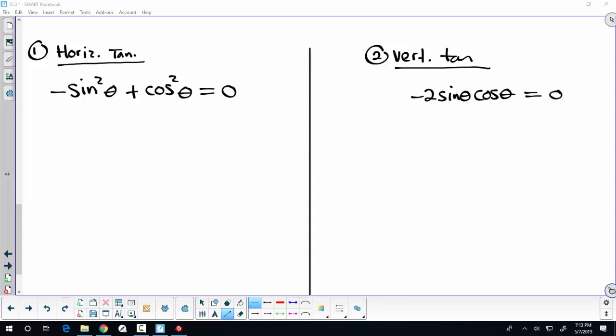Okay. So how do we solve negative sine squared plus cosine squared equals 0? You just add sine squared theta. So when sine squared equals cosine squared. Or we could divide and say, when does tangent squared equal 1? I think that's a little bit harder of a problem if we go that route. I mean, we certainly can attempt that if you want.